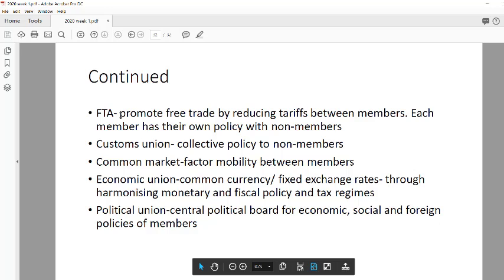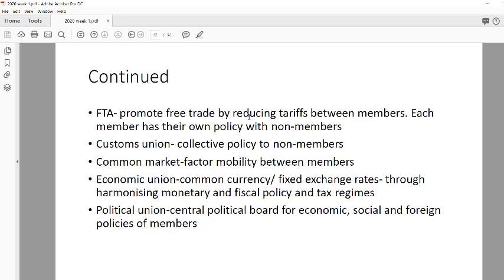So as a reminder, with a free trade agreement, you're trying to promote free trade, and that means your tariffs are going to be reduced amongst all members of this agreement. But each member still has their own policy with other countries. With all those that are not part of the agreement, the non-members, they still have their own policy on tariffs with those countries.